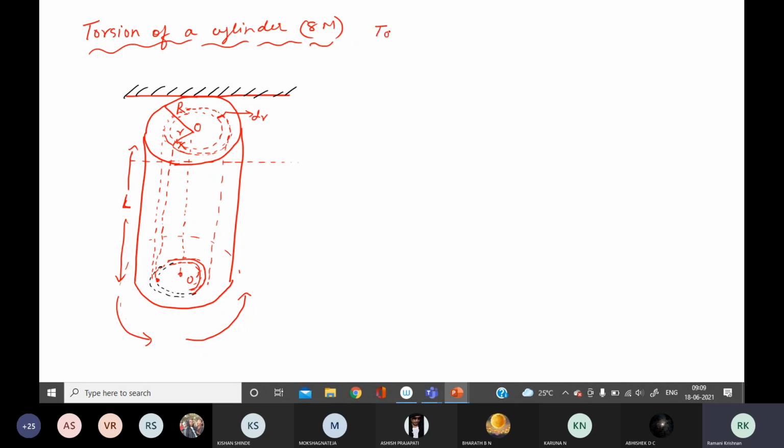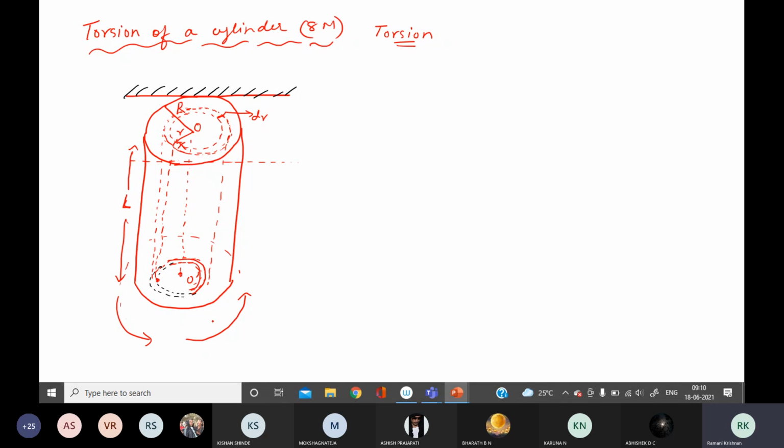It is said to be under torsion. So what is torsion? When a body is fixed at one end and it is twisted along its length from the lower end, it is said to be under torsion. With this condition, we are going to find the couple or the torque acting on the cylinder. Torque is also called couple. Now with this condition, let us start.